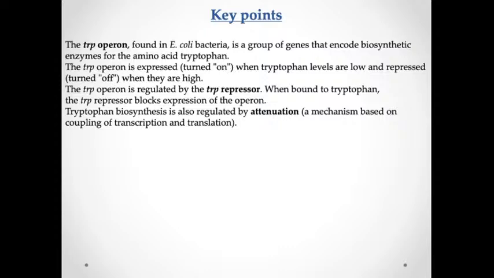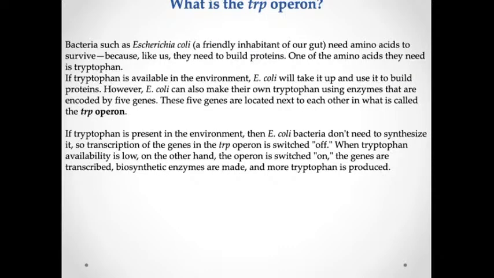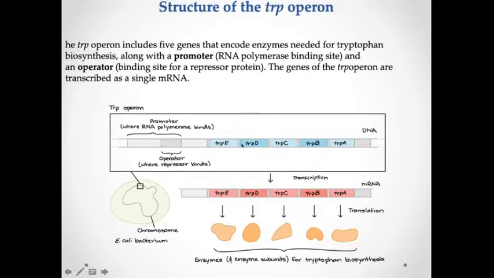Tryptophan is regulated by the repressor gene. When bound to tryptophan, the repressor blocks expression of the proteins. So here, the trp proteins, we can check it here. It has five different genes: trpE, trpD, trpC, trpB, trpA, and here your operator is attached. After the transcription, mRNA is produced, then translation, and enzymes for tryptophan biosynthesis are produced. So this is how your trp operon usually looks.